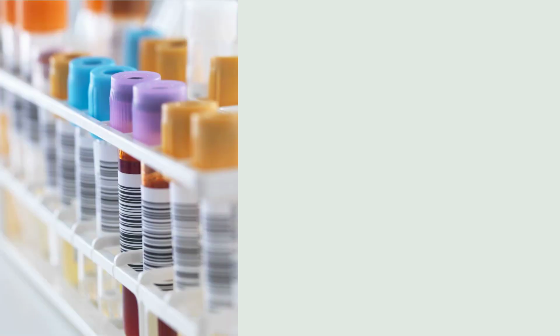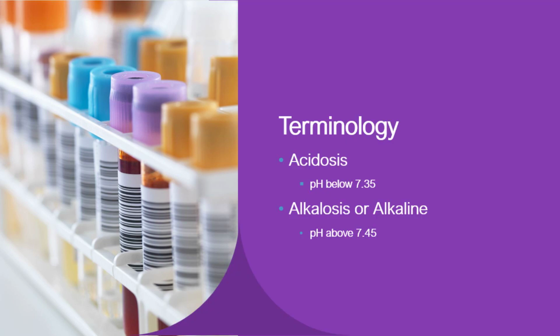Some terminology to remember. Acidosis is a condition with a pH below 7.35. Alkalosis or alkaline is a condition where pH is above 7.45. We draw blood gas, a test from blood to determine the pH of blood and make a decision if something is within range, acidotic, or alkalotic.